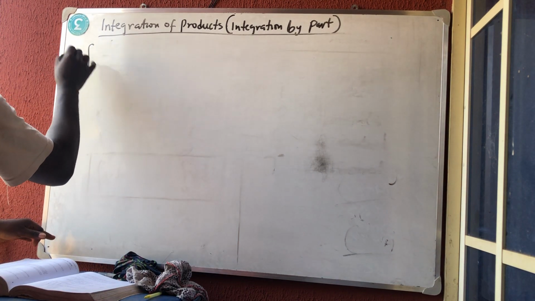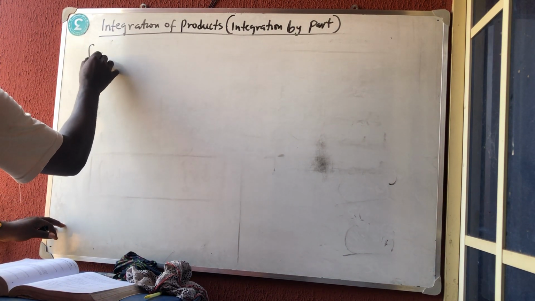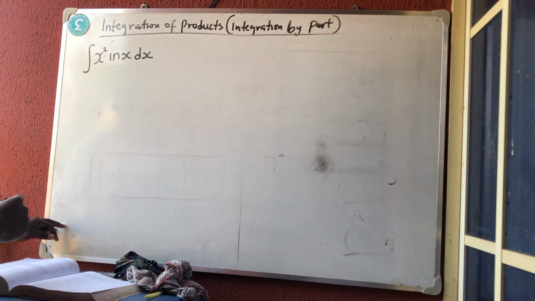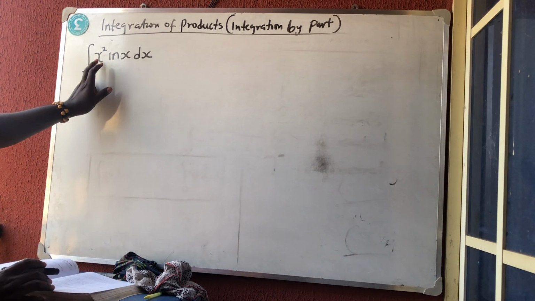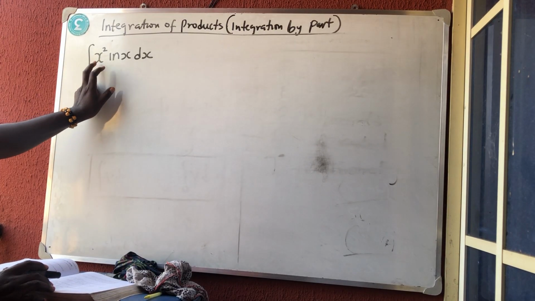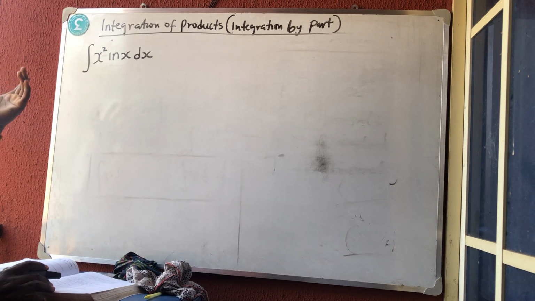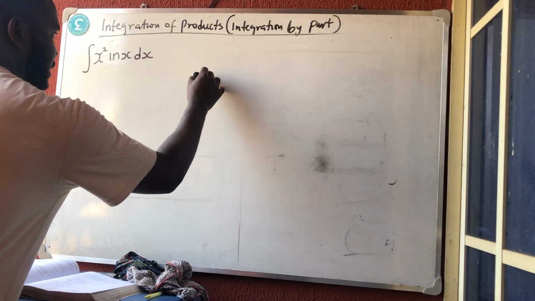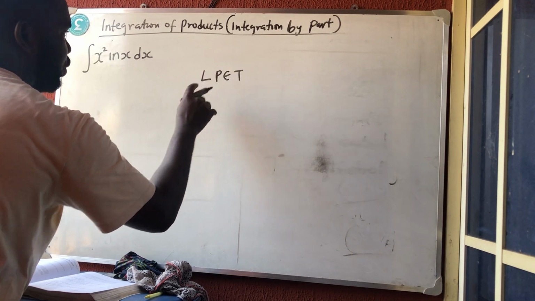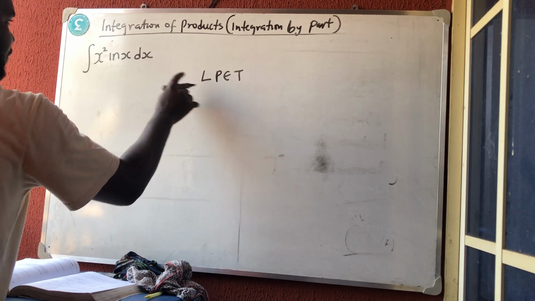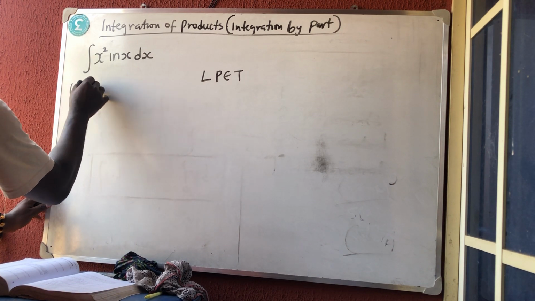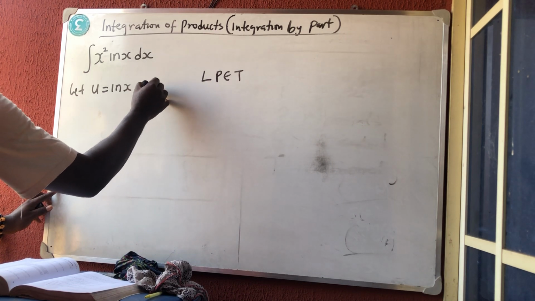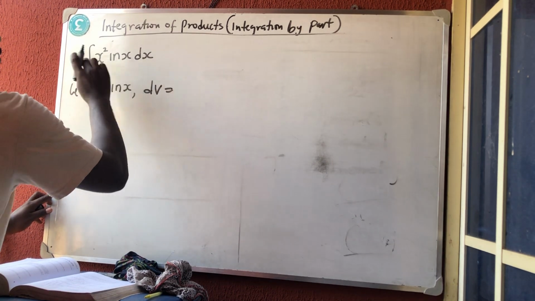Okay, this is the integral. We have a question: the integral of x squared ln x dx. Now if you look at these two, x squared is polynomial, while ln x is logarithm. I told you that ln is logarithm, and don't forget, ladies like pets, which means logarithm comes first. Automatically I'll say, let u be ln x. Then my dv is now the other part.